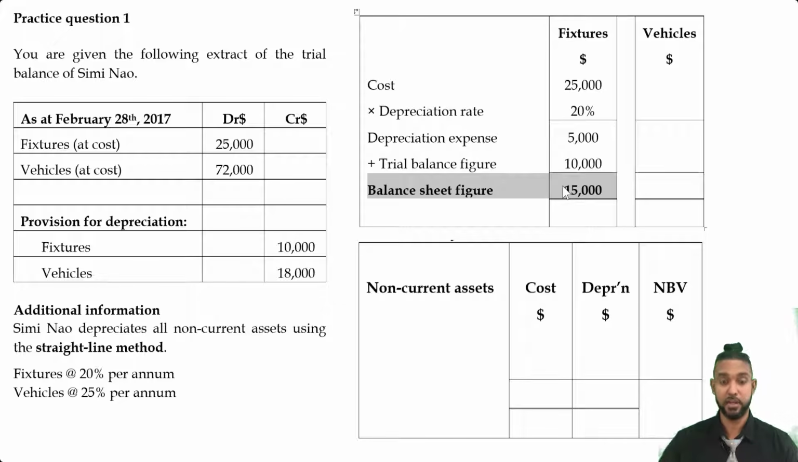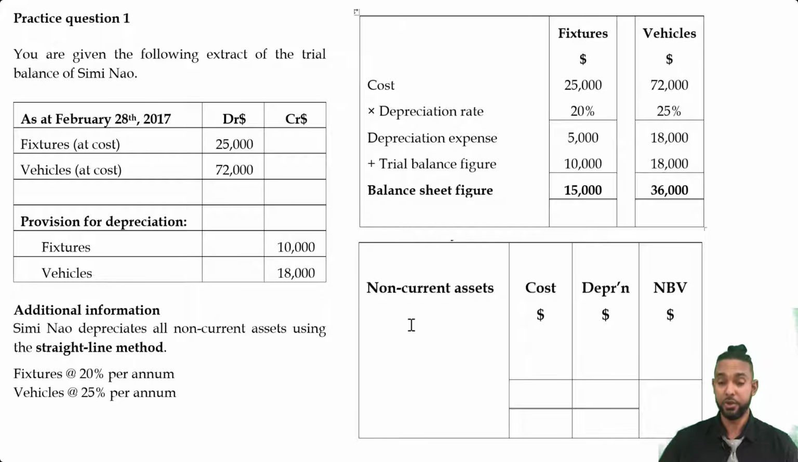Now let's repeat for the vehicles. The cost of the vehicles is $72,000. The depreciation rate is 25% per annum. So we're going to multiply 72,000 by 25%, which is going to give us 18,000. And we're going to need to add that to the previous depreciation on the asset, which is also 18,000. And 18 plus 18 is 36.